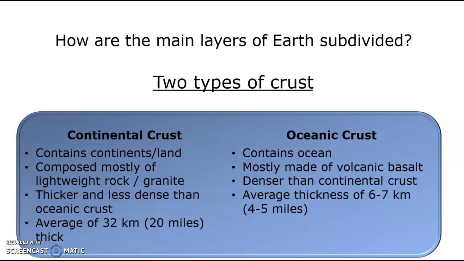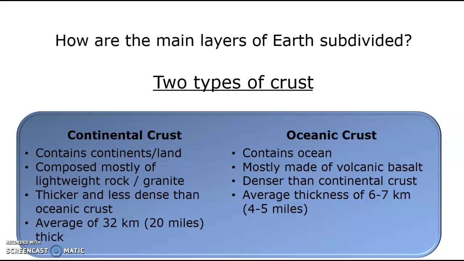How are the main layers of Earth subdivided? We have two kinds of crust in our Earth. We have the continental crust, which contains continents and land, and it's composed mostly of lightweight rock called granite. This is a volcanic rock. If you've been up in the mountains around here, you've seen granite. It's the white rock that has flecks of black and gray in it. Kind of reminds me of salt and pepper.